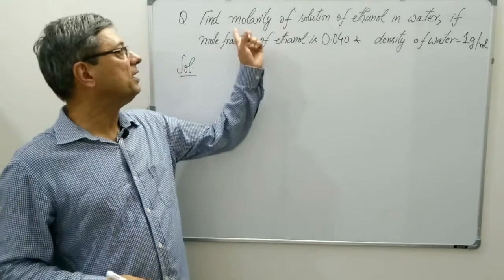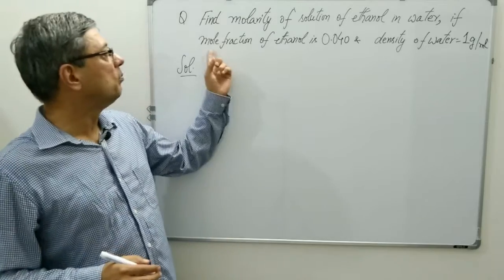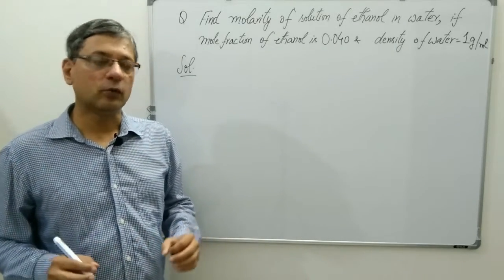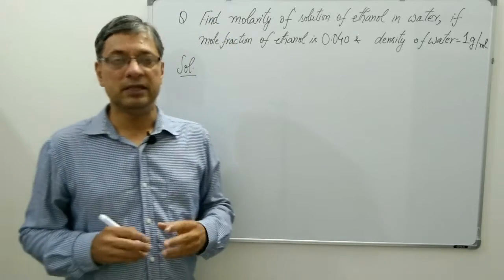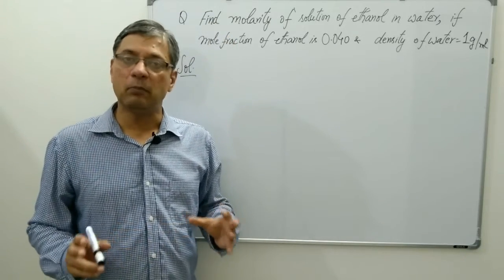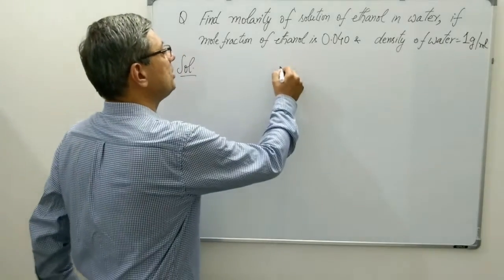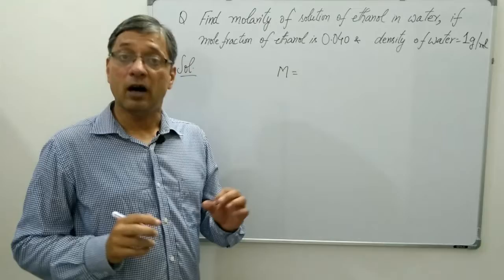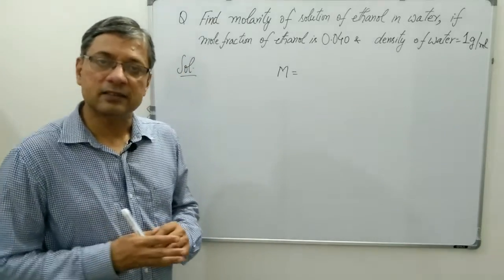Question says find molarity of solution of ethanol in water if mole fraction of ethanol is 0.040 and density of water is 1 gram per milliliter. We have to find the molarity. Molarity formula we know. Molarity is equal to number of moles of solute upon volume of solution in liters.